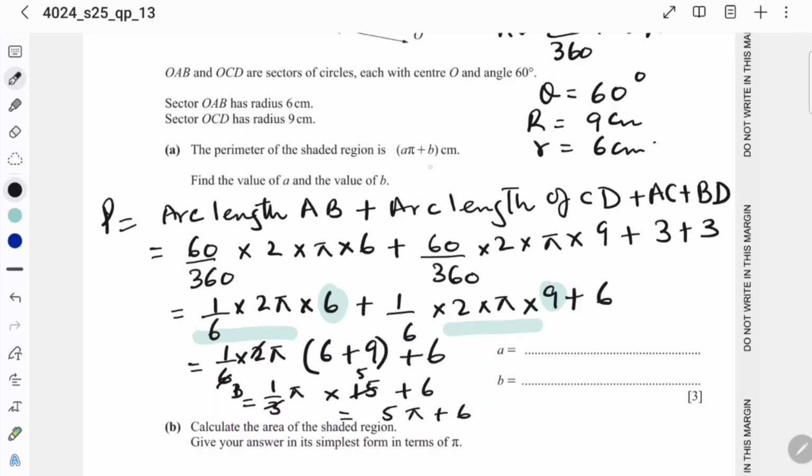So the question says the perimeter of the shaded region is A pi plus B. A pi plus B. So it is 5 pi plus 6. So A is 5 and B is 6. You can write down separately also or together also if you feel it's difficult to understand. So find the arc length of AB and then calculate the arc length of CD, and then you can easily do it. There's no problem.